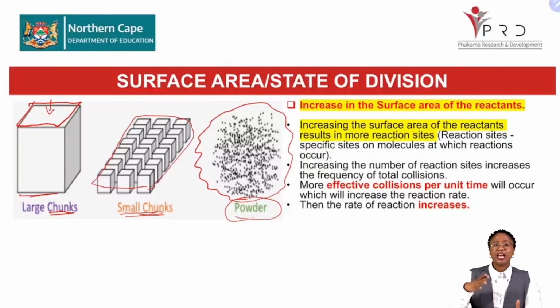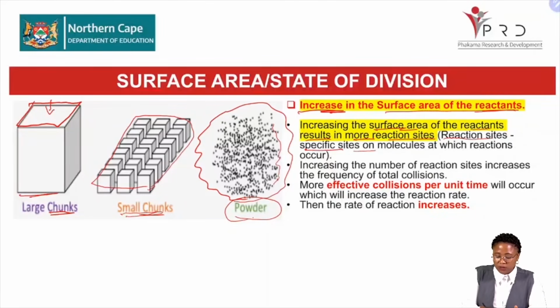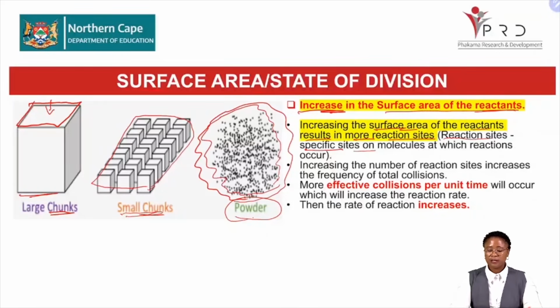As you increase the surface area, the rate of reaction will be faster, all right? So increasing the surface area of a reactant, what does it do? It results in more reaction sites. What do we mean by reaction sites? We mean the specific sites on the molecules at which the reaction will occur. So the specific sites at which the reaction is going to occur have been increased. That's why we are saying that by increasing the surface area, we are increasing the reaction sites.